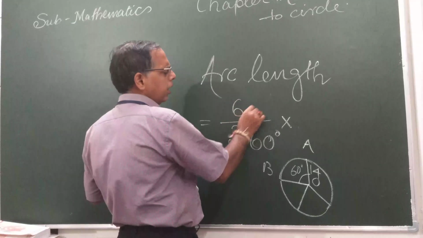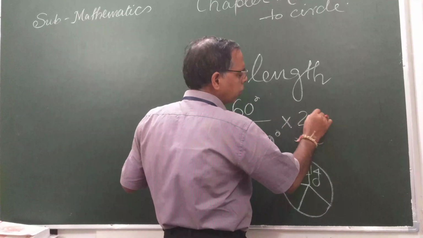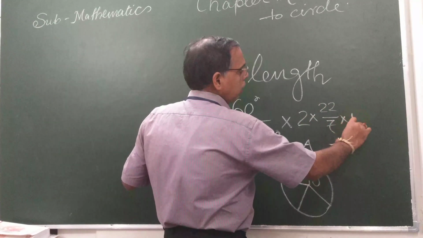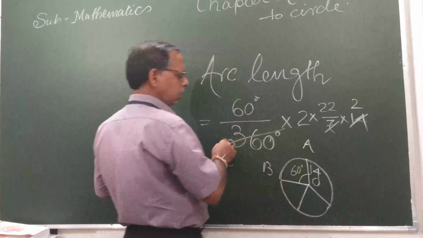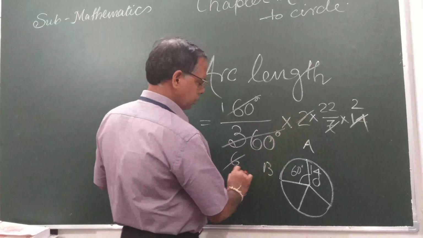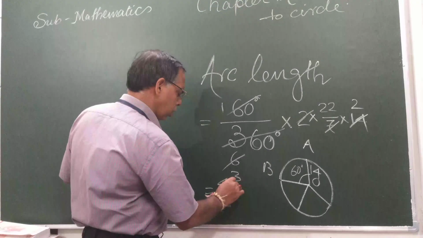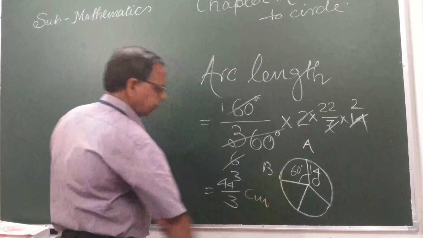See, 60 degree by 360 into 2 into 22 by 7 into 14. So this one gone 2, this one gone 6, this one gone 3. So ultimately it is 44 by 3 centimeter.